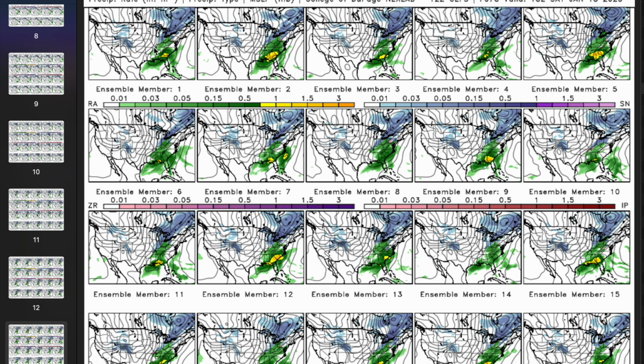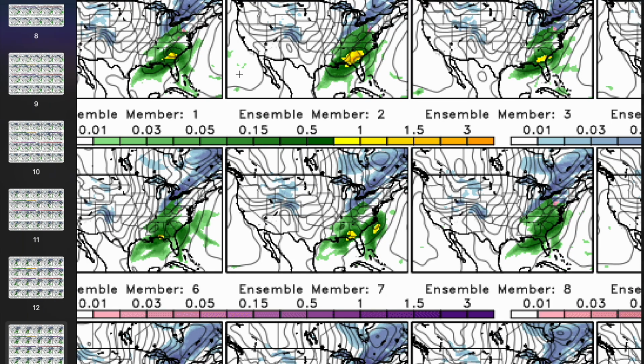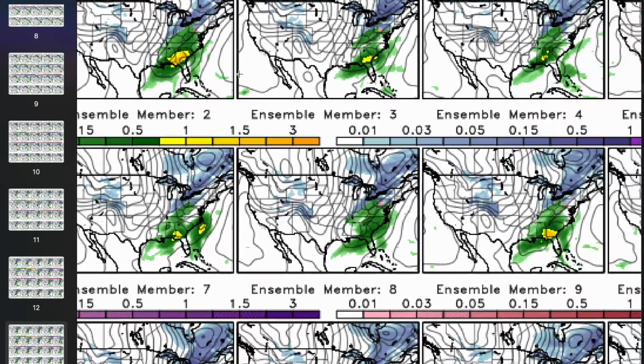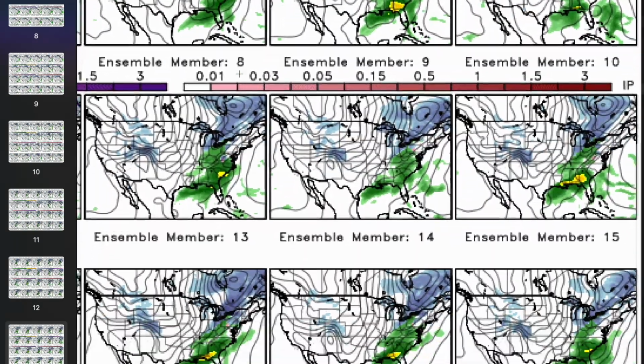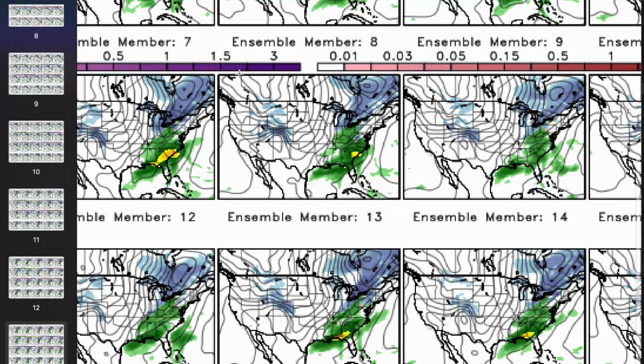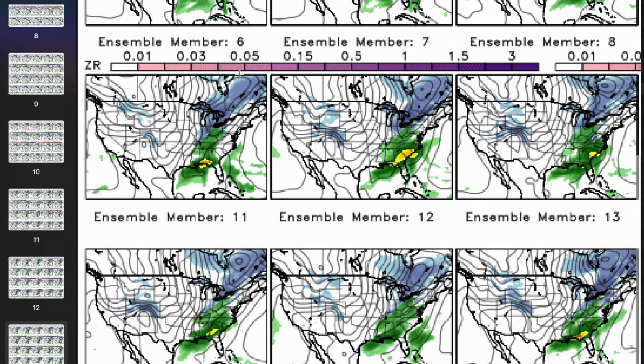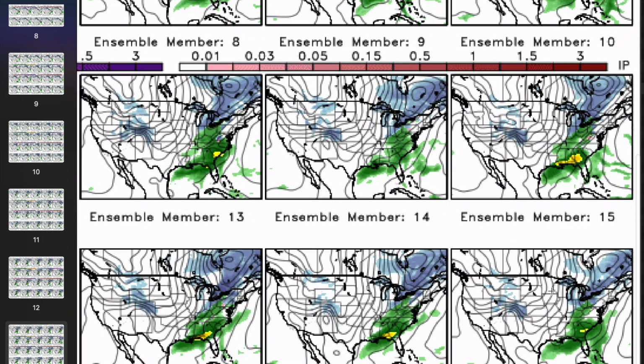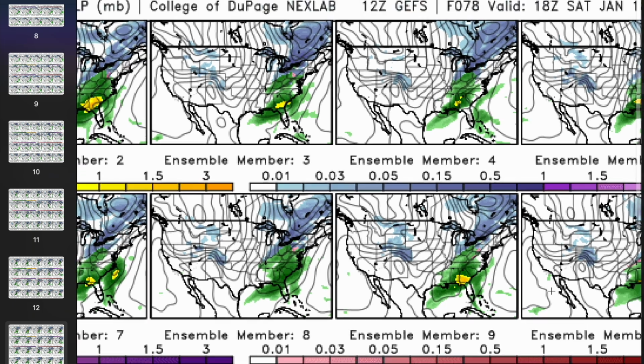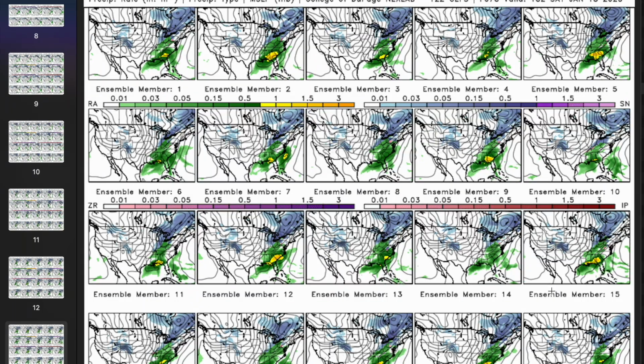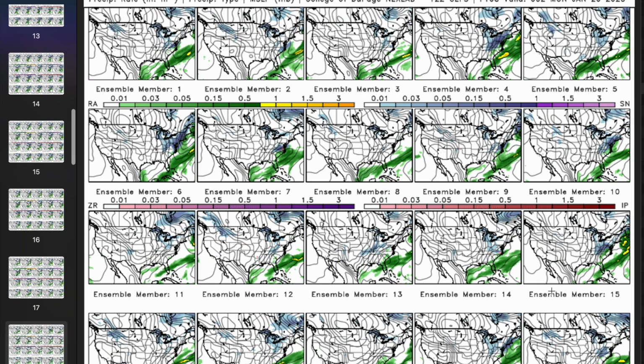This next system, Saturday afternoon, or pretty much Friday night into Saturday afternoon, most of the members have all rain across the Carolinas, with some snow across the Great Lakes, and perhaps some snow across Colorado. So you can pretty much say that that's pretty much a given. It's going to rain across the southeast, and some of it's going to be pretty heavy.